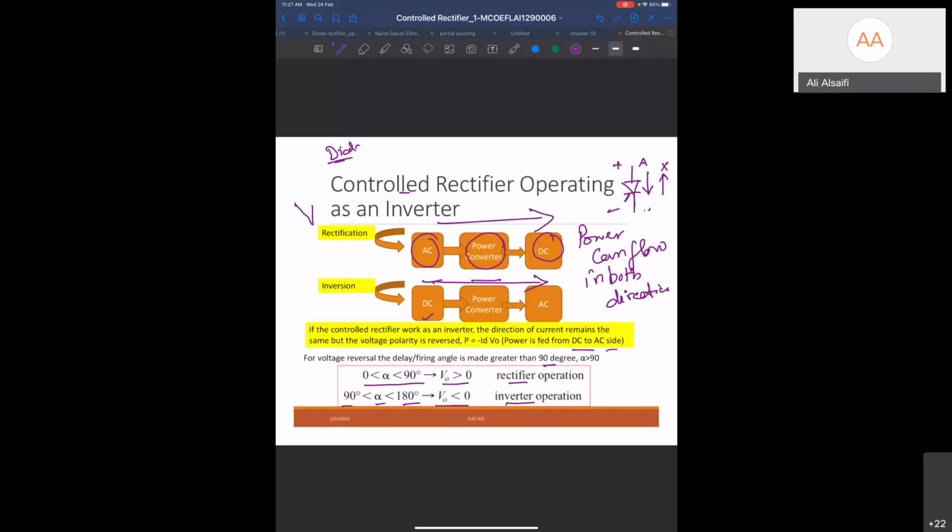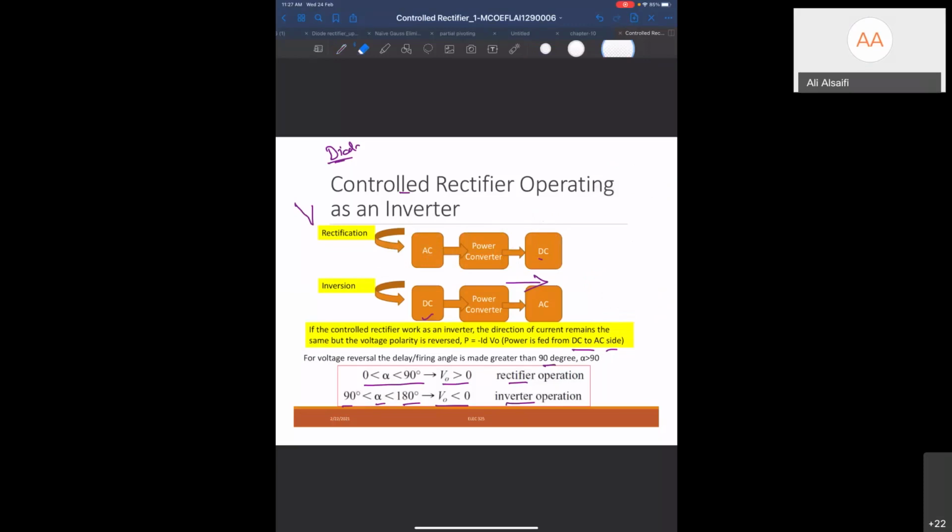Doctor, isn't alpha the conduction angle? But if we start the conduction at the negative cycle of the AC source, then there should be negative voltage across the thyristor. And because the thyristor can only allow positive voltage to pass, it won't work. Okay, we will draw what the voltage across it is.